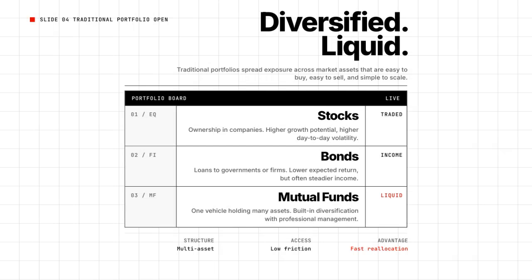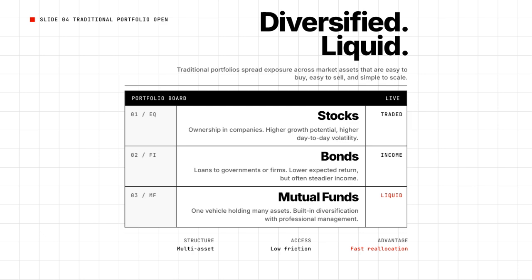When we talk about traditional portfolios, they're designed to spread exposure across market assets that are easy to buy, easy to sell, and simple to scale. Typically, these portfolios include three main types of assets. First, stocks, which represent ownership in companies. They offer higher growth potential, but also come with higher day-to-day volatility.